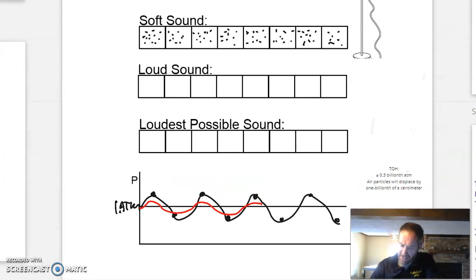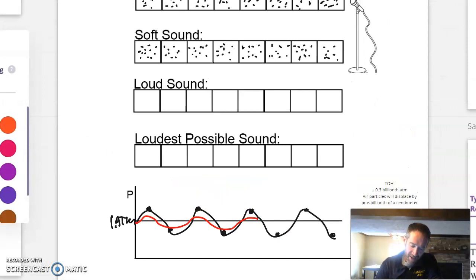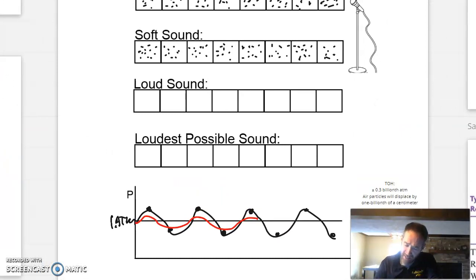Now, as the sound gets louder, you can imagine what's going to happen. As the sound gets louder, the difference between high pressure and low pressure is going to be more significant. And so I'm going to have maybe, instead of 11, I'll have 15, and only 5.